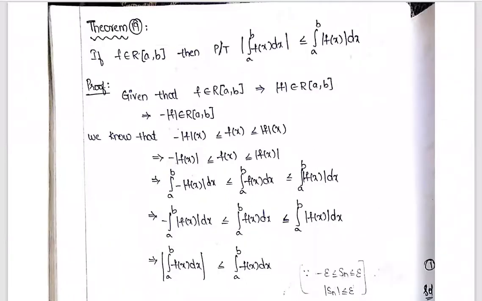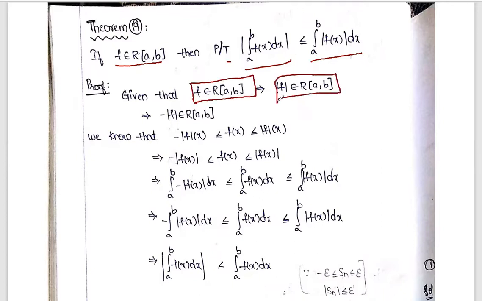The next theorem says, if f belongs to R over a comma b, then you have to prove that the modulus of the integral from a to b of f of x dx is less than or equal to the integral from a to b of mod f of x dx. And we already know from the previous theorem that if f belongs to R over a comma b, then mod f also is Riemann integrable. So if mod f is Riemann integrable, minus mod f is also Riemann integrable. The minus is outside, it is not in the mod.